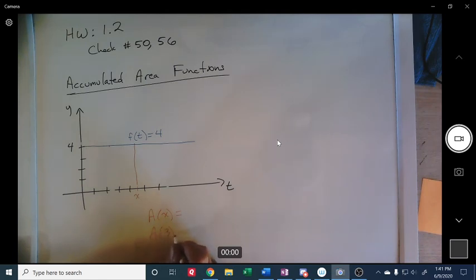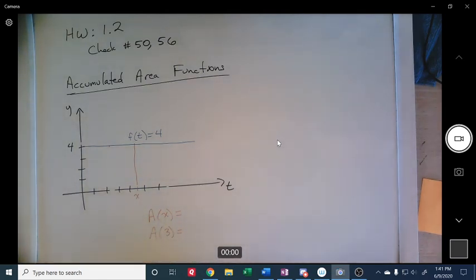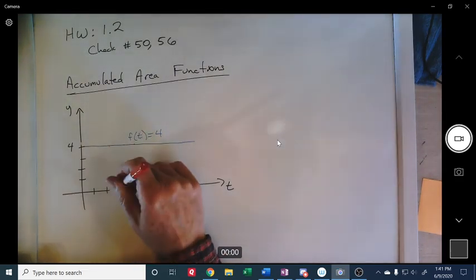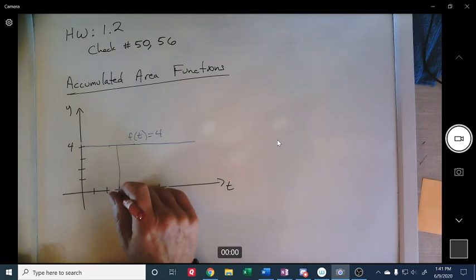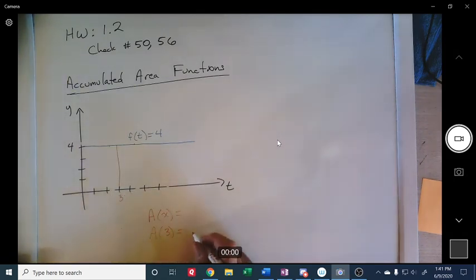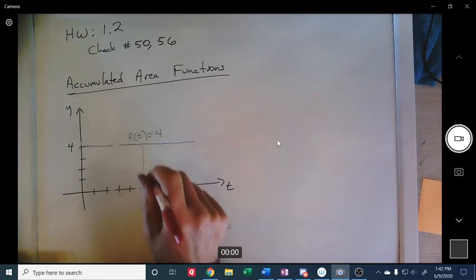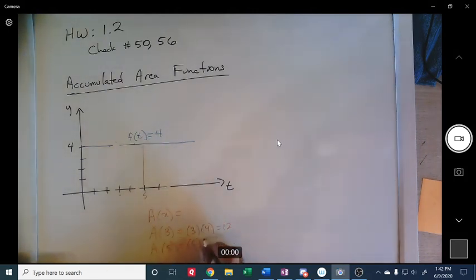Like if I found out, what is A of 3? Well, then I'd say, all right, now my x is 3. And it's going to be a rectangle that's 3 times 4, which is 12. And what's my A of 5? Well, when you're over here, 5 times 4, area of 20.